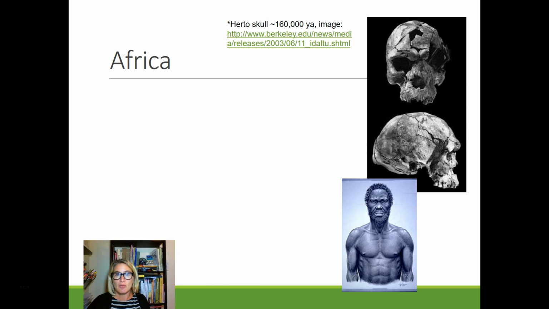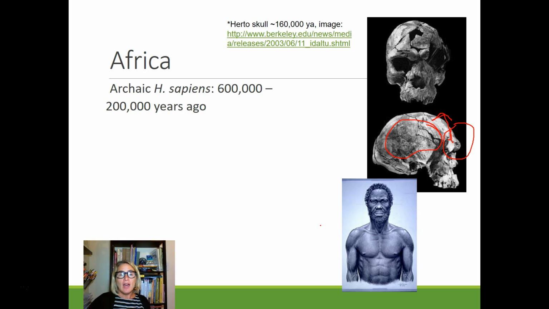So here are some examples from Africa. Here on the right, you can see the Herto skull that dates back to about 160,000 years ago. And you can see we have still a bit of a brow ridge, but we have quite a bit of a forehead here. And so we have a very modern looking skull in that sense. And here is an image of what this gentleman may have looked like. So we have archaic Homo sapiens in Africa from about 600 to 200,000 years ago. And then we start to see fossils that look more modern.